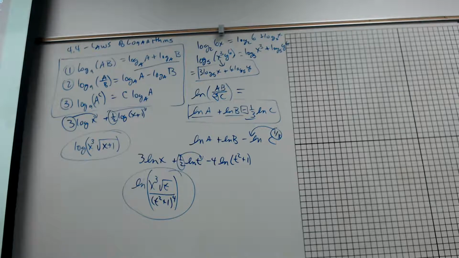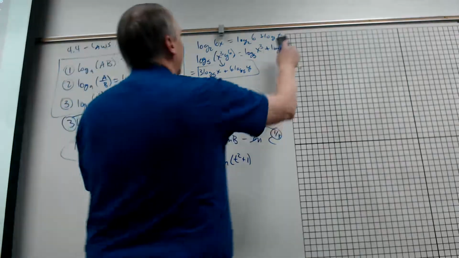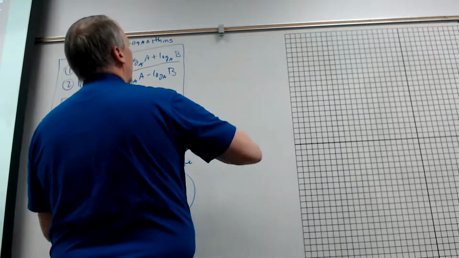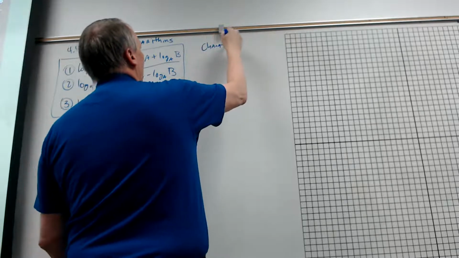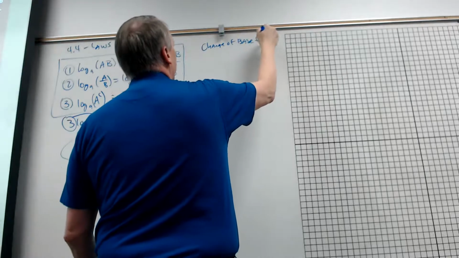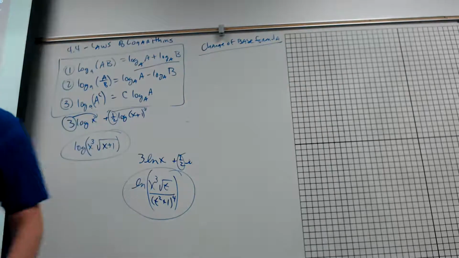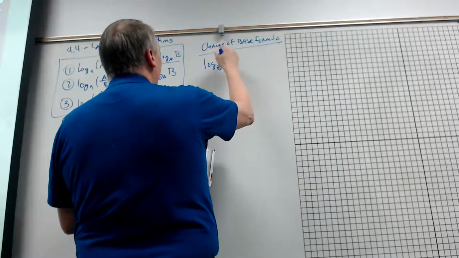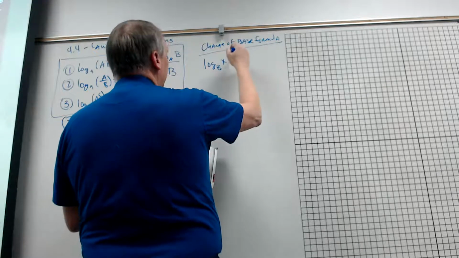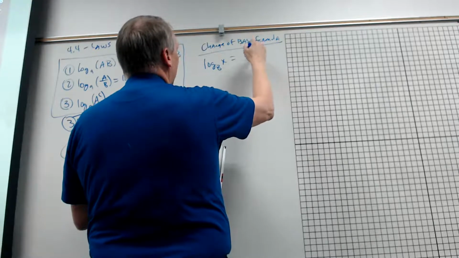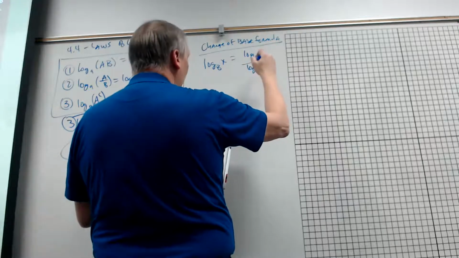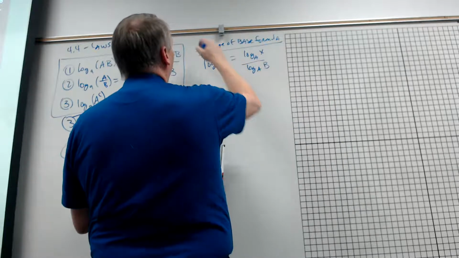Okay, there's one last formula, and then we will finish this section. This is called the change of base formula. This one's really cool. If I take some log base b of x, that is the same thing as log base a of x divided by log base a of b.